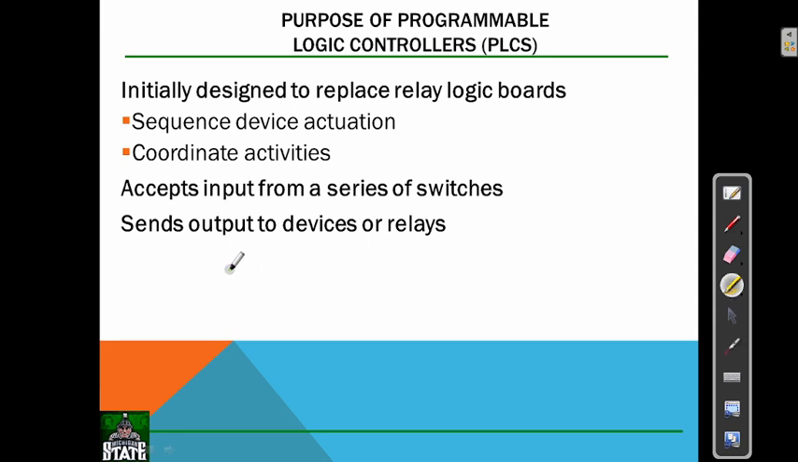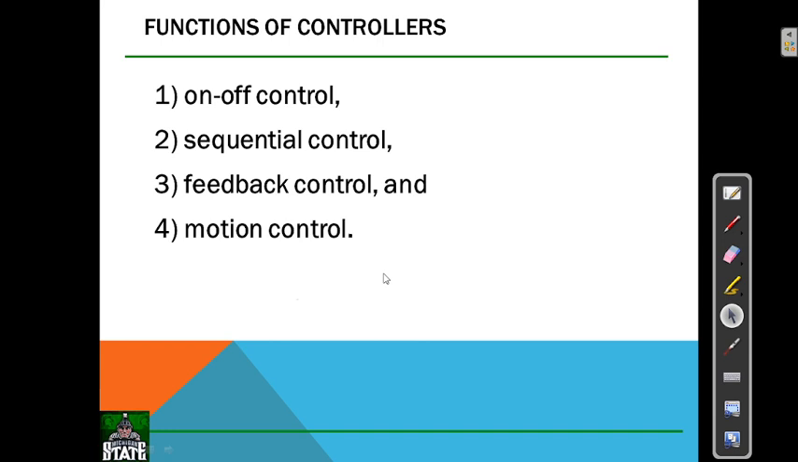Here the main thing is the input: we will have switches, and they will send to the output, with automatic or manual. That is called a PLC, Programmable Logic Controller, the process which takes place automatically. The functions of this control are on-off control, sequential control, feedback control and motion control.